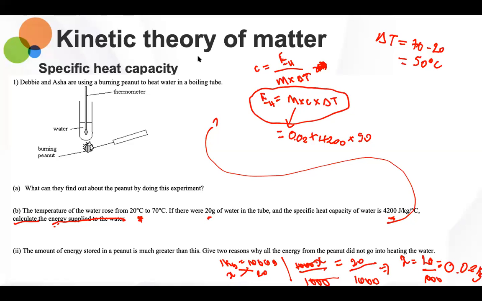All right, now let's try the last question. This is a past paper question, right? So we have to do some application parts to it. The amount of energy stored in a peanut is much greater than this, so not all of the heat energy from the peanut goes to the water. Why is that so?